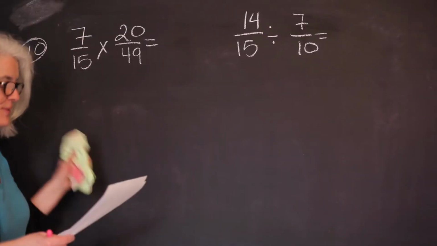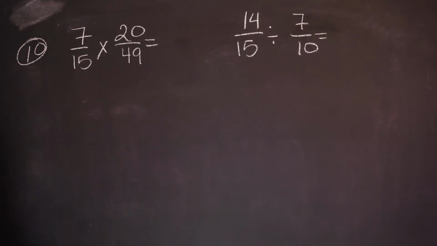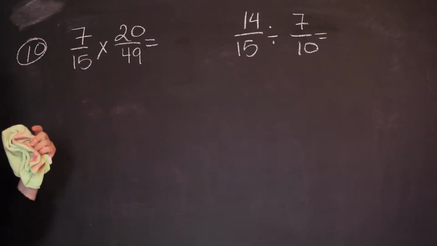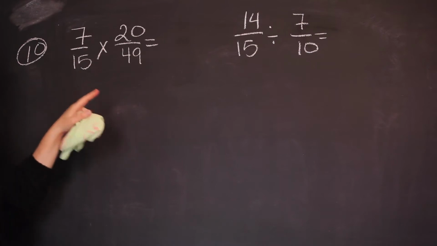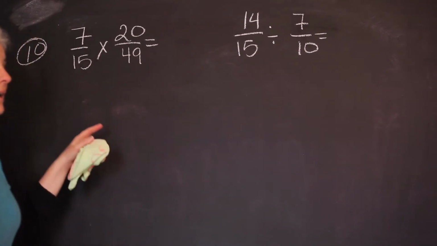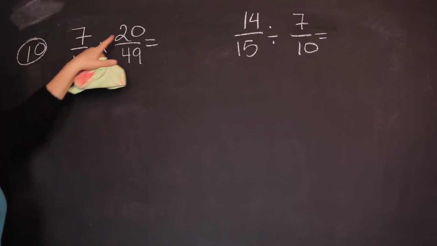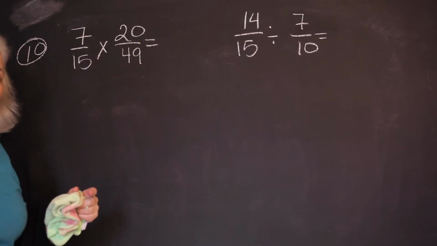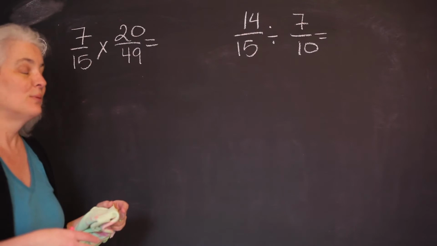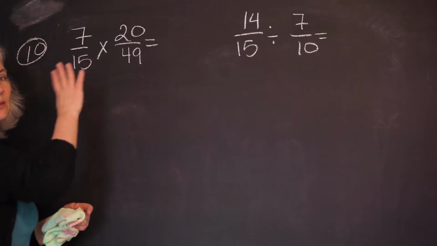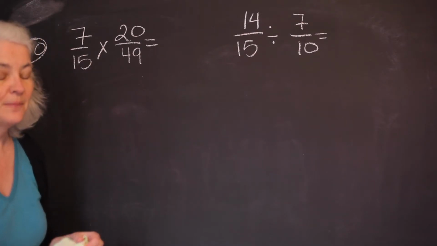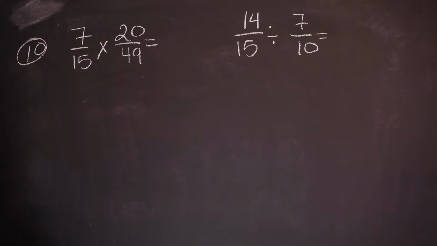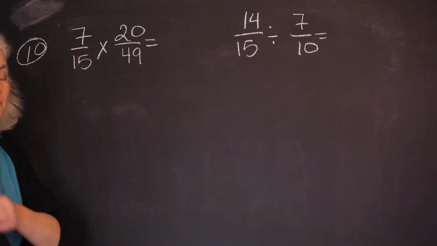So this is problems 10 and 11 off of page 3. And problem number 10, we have to multiply 7/15 times 20/49. You could multiply 7 times 20 and then multiply 15 times 49 and write that out, but then the instructions tell us to simplify the answers and we would have to take a big messy fraction and simplify it. It's easier if you factor out common factors.